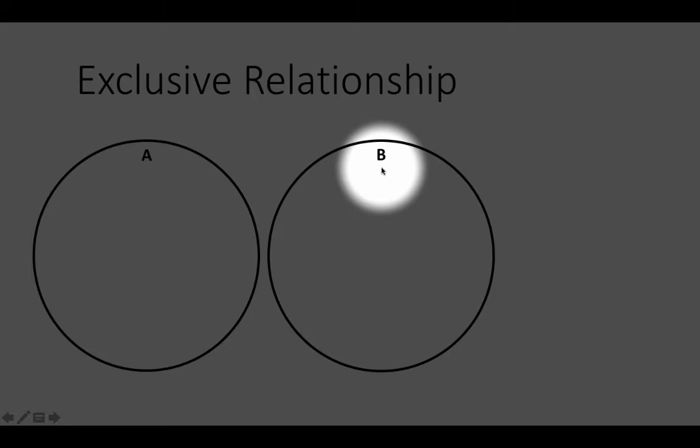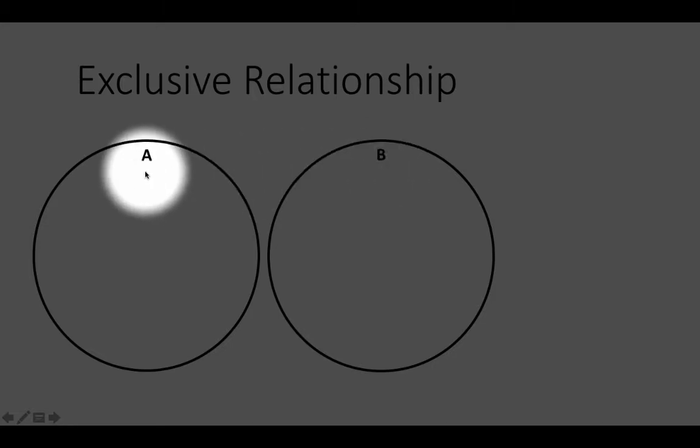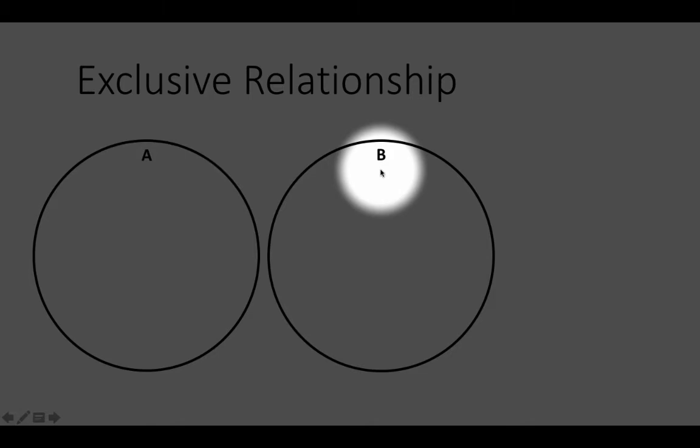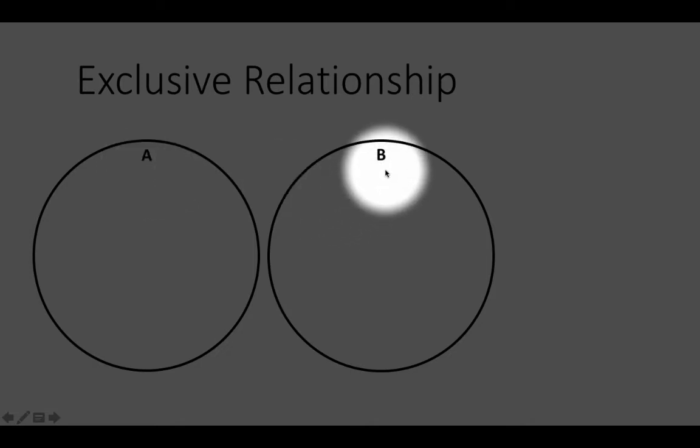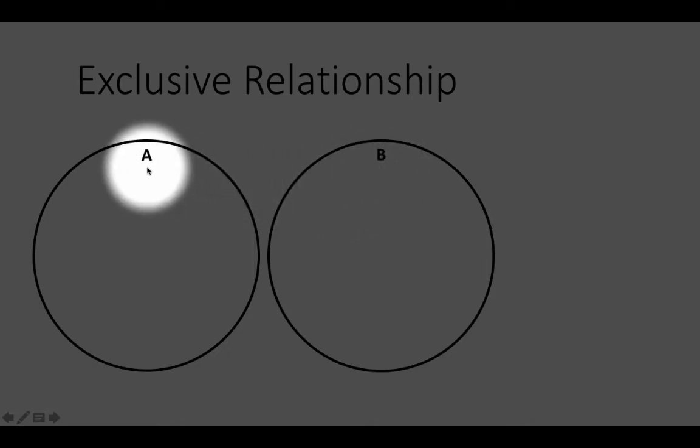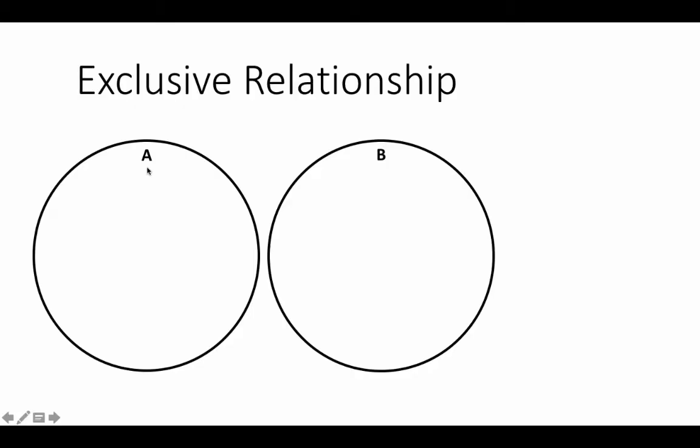In an exclusive relationship, if you are A, you cannot be B. If you are A, you are excluded from being B. If you are B, you cannot be A. If you are B, you are excluded from being A. The relationship between category A and category B is exclusive. Being a member of either group excludes you from being a member of the other group.